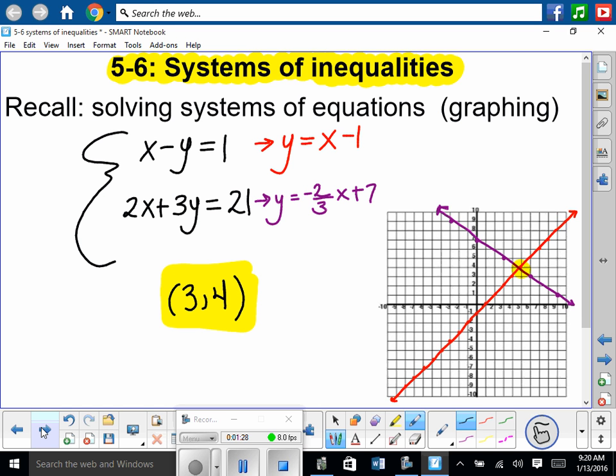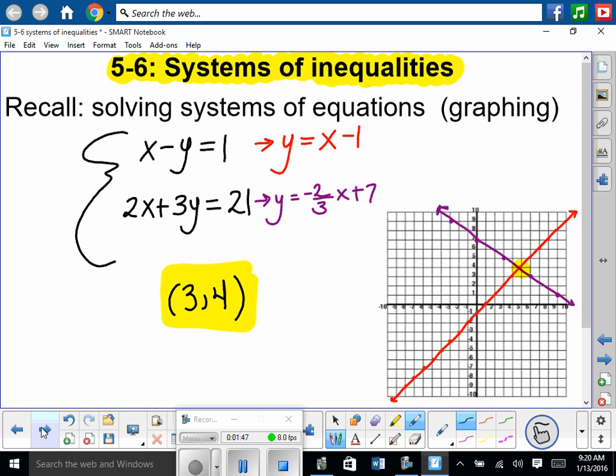So recall that we learned yesterday how to solve systems of equations. If we were given a system of equations such as x minus y is equal to 1 and 2x plus 2y is equal to 21.